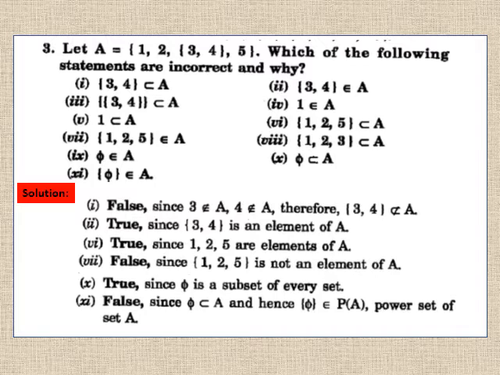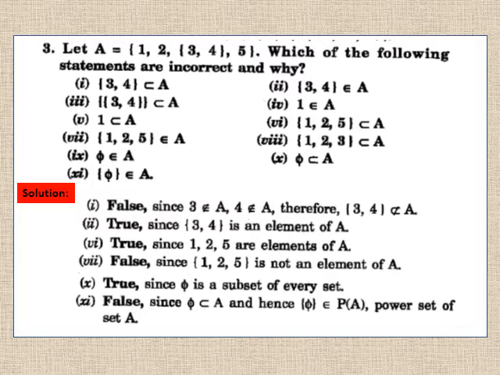Which of the following statements are incorrect and why? I have solved a few. First, that the set {3, 4} is a subset of A. Now this is false because {3, 4} is an element of A. It is not a subset. For this to be a subset, if there were double braces, then we could say that yes, it was a subset. But since the element {3, 4} is there, {3, 4} belongs to it, not the subset. Clear? So this statement is false.